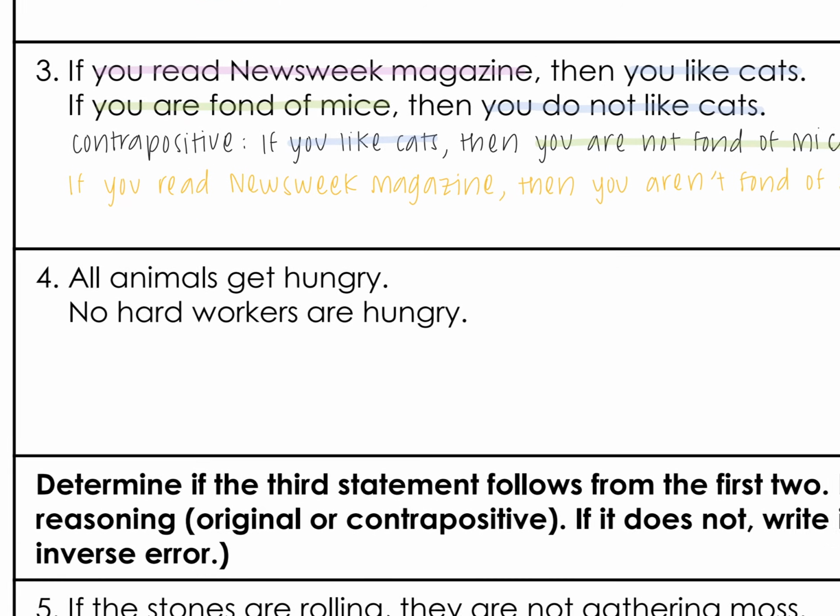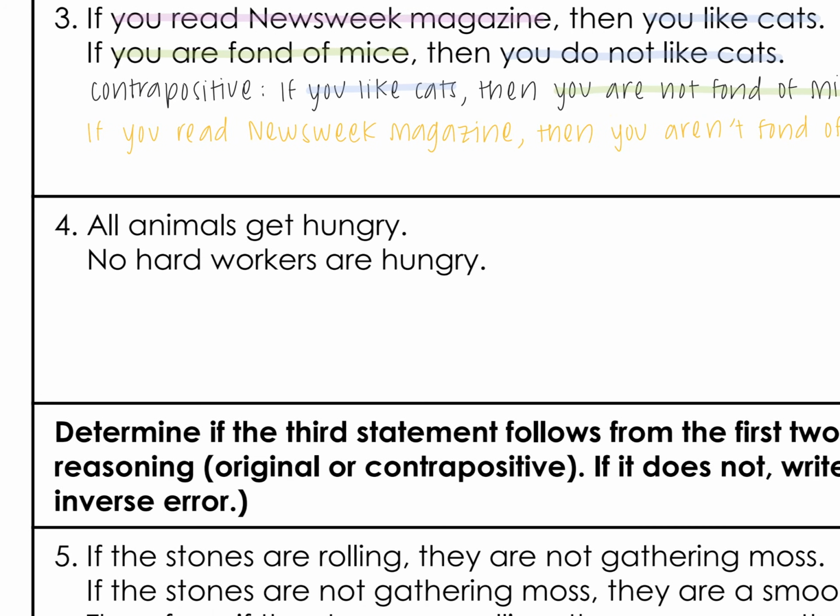All right, the last one for this section, we have all animals get hungry. So breaking that down, "all animals," and then "get hungry" is the second thing they're talking about here. And then in that second sentence, we have no hard workers are hungry. Once again, this is something we talked about in a previous lesson.